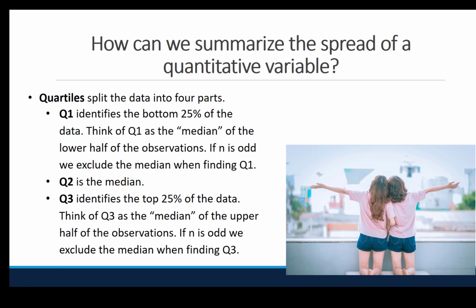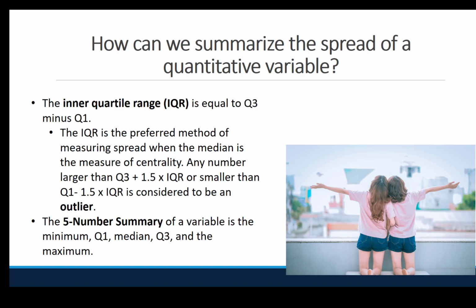The interquartile range, or IQR, is equal to Q3 minus Q1. The IQR is the preferred method of measuring spread when the median is the measure of centrality. Any number larger than Q3 plus 1.5 times the IQR, or smaller than Q1 minus 1.5 times the IQR, is considered to be an outlier. The 5-number summary of a variable is the minimum, Q1, median, Q3, and the maximum.